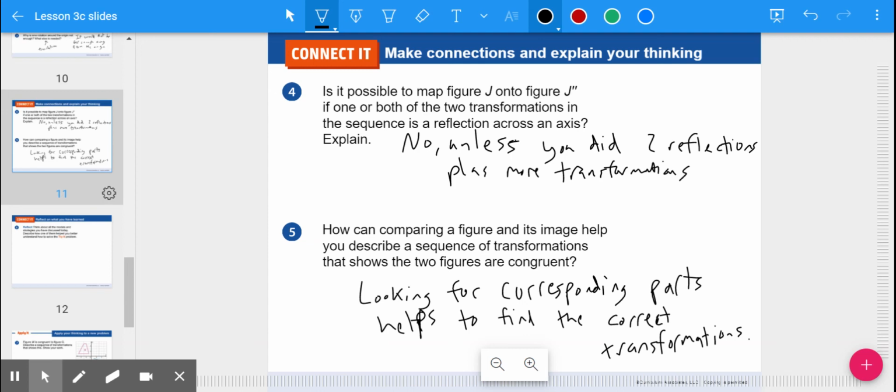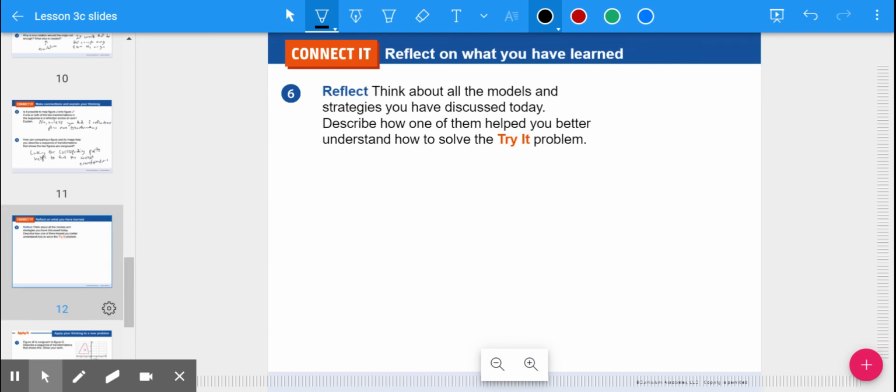And then number 6, I'd like you to try to answer on your own here. Think about all the models and strategies we discussed. We really went through two of them, and we thought about how we could do a reflection. But if there are any other things that come to mind, think of those two. Describe how one of them has helped you better understand how to solve the try it today. Which one was the easiest for you to understand in this example? I'd like you to try that one on your own.